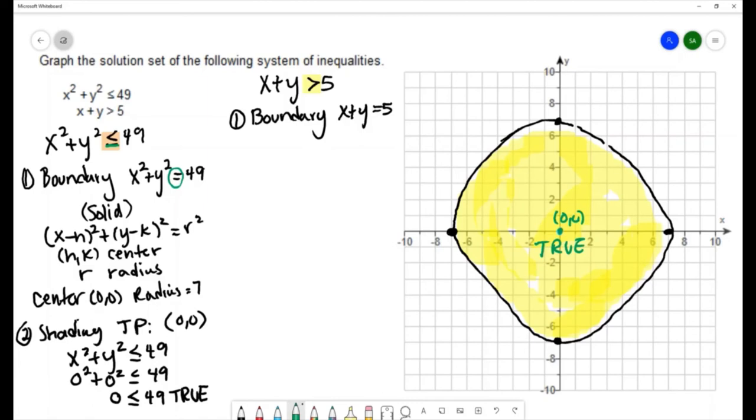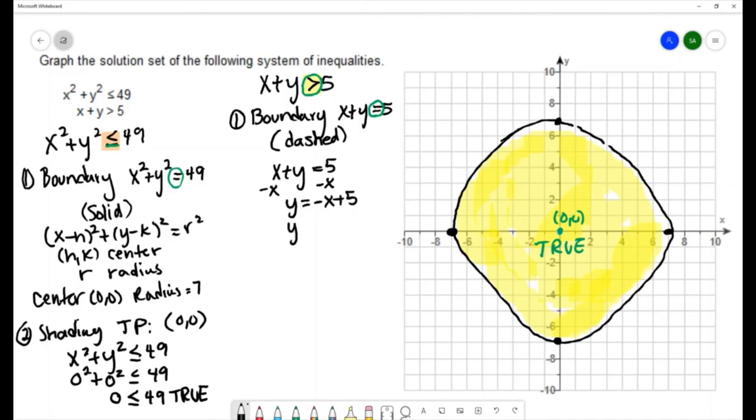And this time, because our inequality symbol does not have an equal to, we will not include the boundary line. So that means we're going to draw the boundary line as a dashed line to indicate that it's not included. So our boundary line is x plus y is equal to 5. We can subtract 5 on both sides to get the equation y equals negative x plus 5.